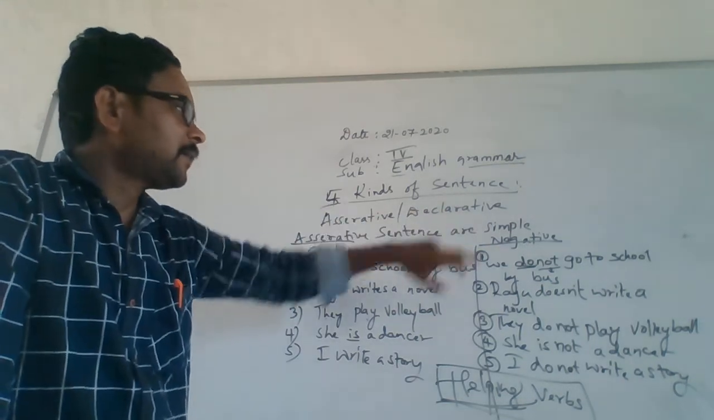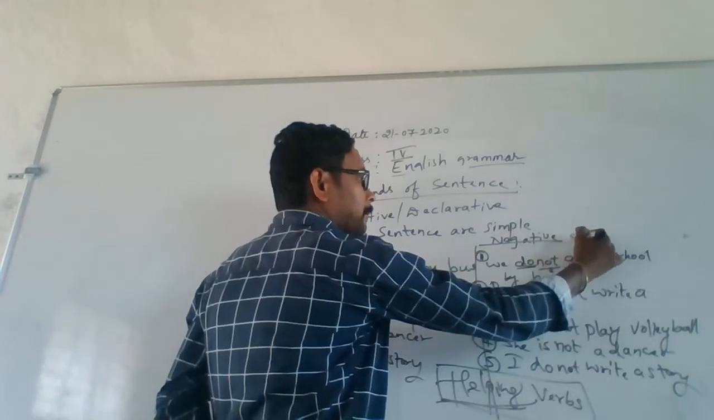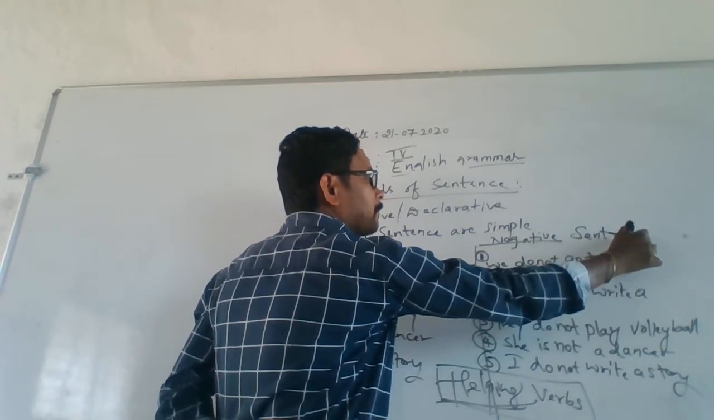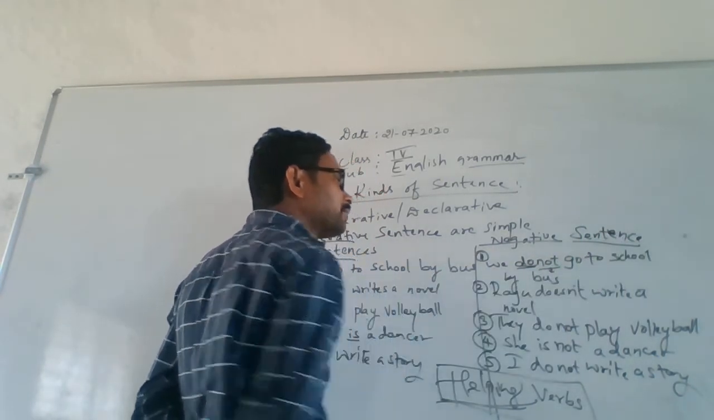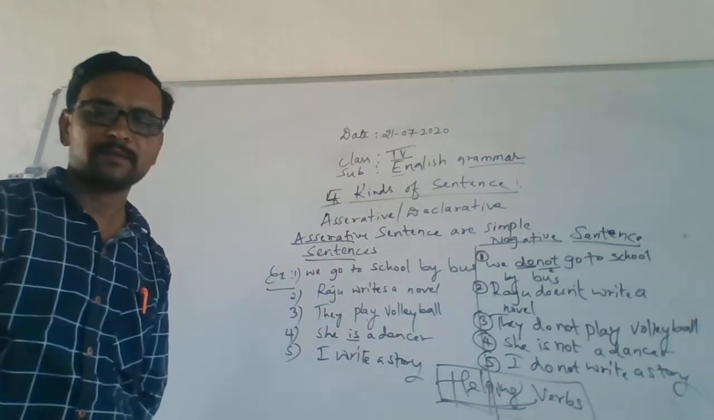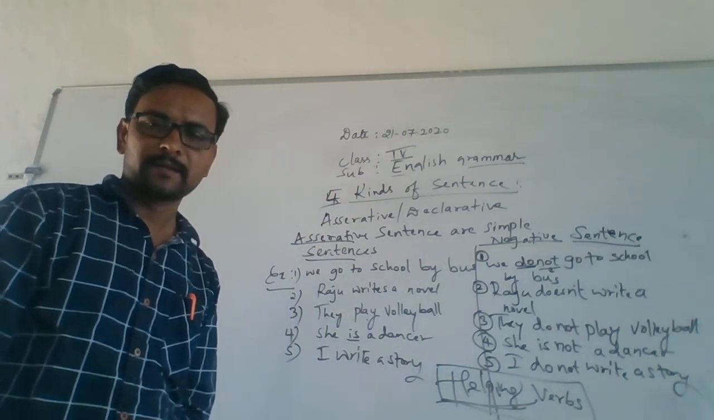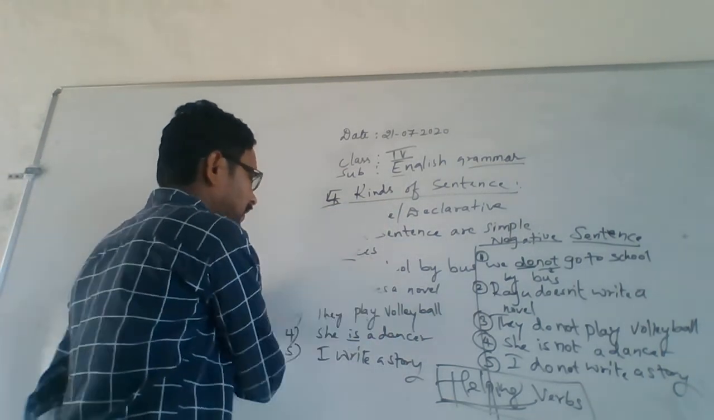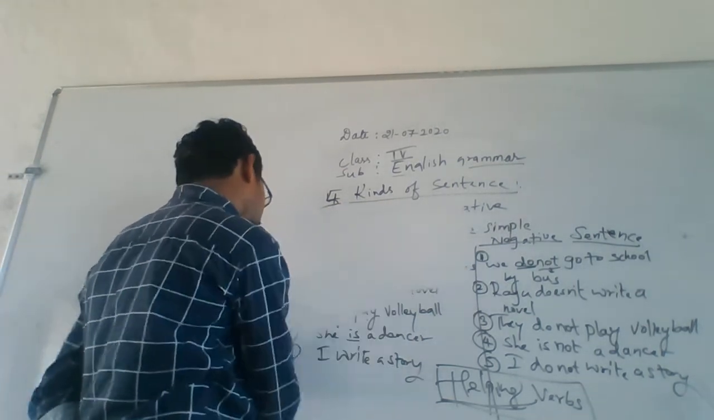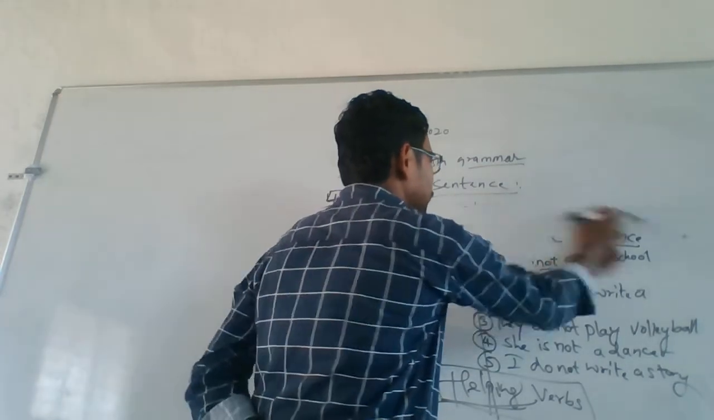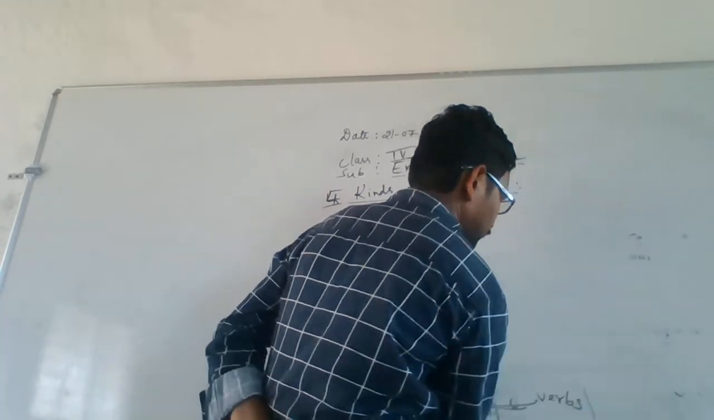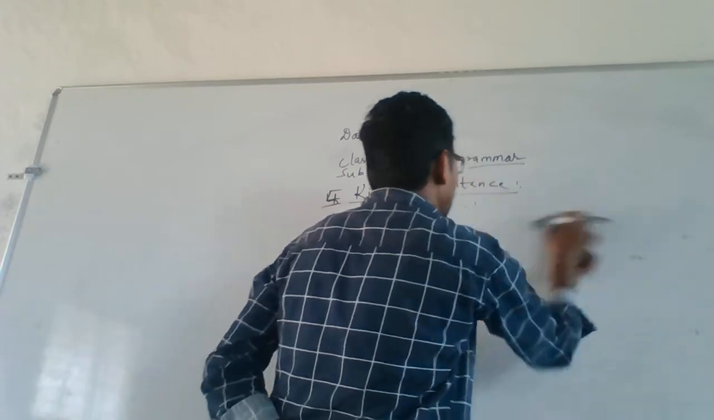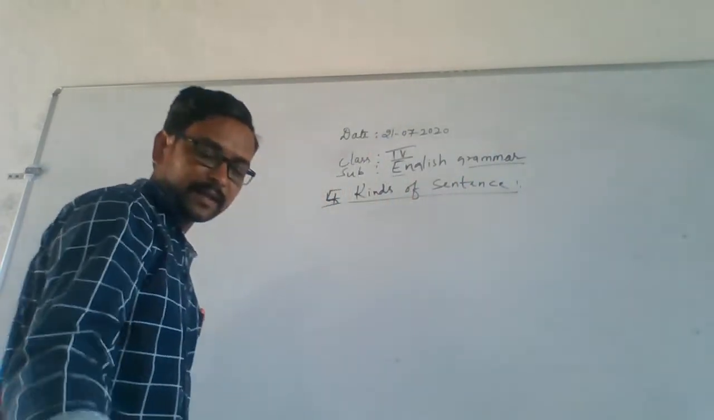Assertive and negative sentence. I hope you understand. Assertive and negative. Then the second one is what? Interrogative. Second one, interrogative. Let us see.